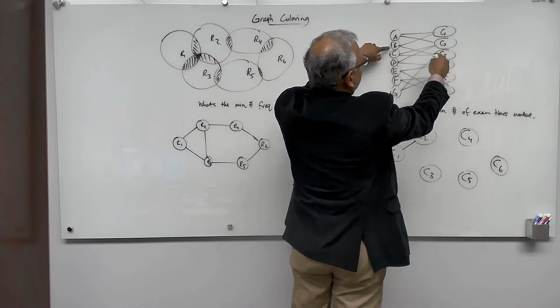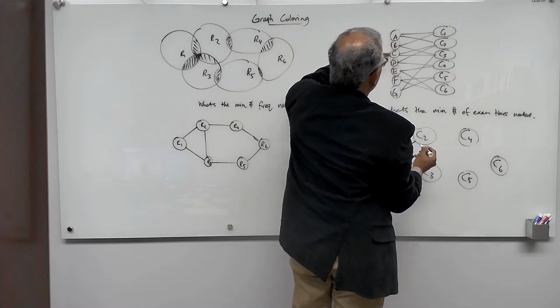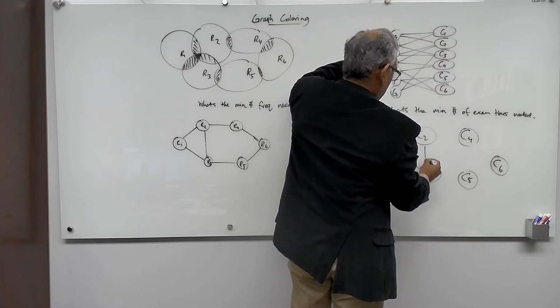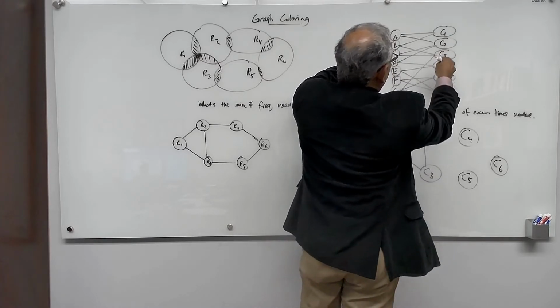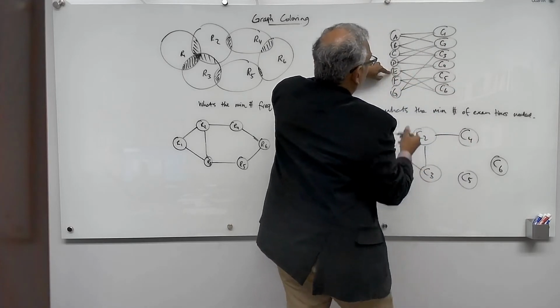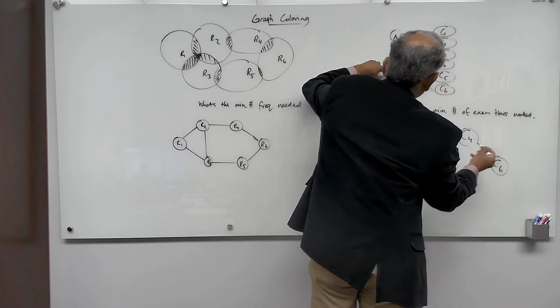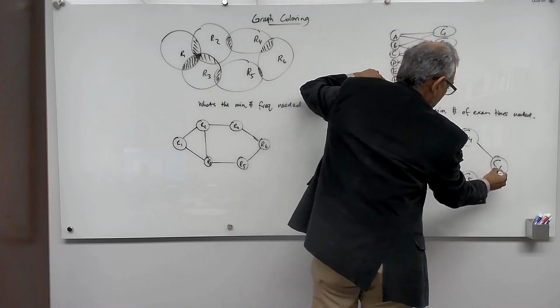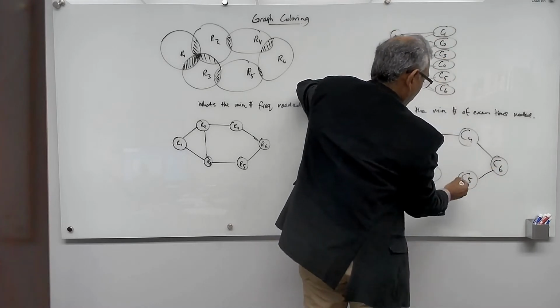Bob B introduces a conflict between C1 and C3. So C1 and C3. C between C2 and C3. Okay, D between C2 and C4. Okay, E between C4 and C6. Okay, F between C5 and C6. And G between C3 and C5.